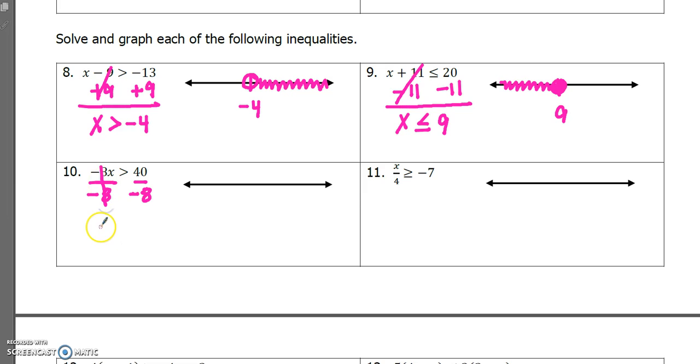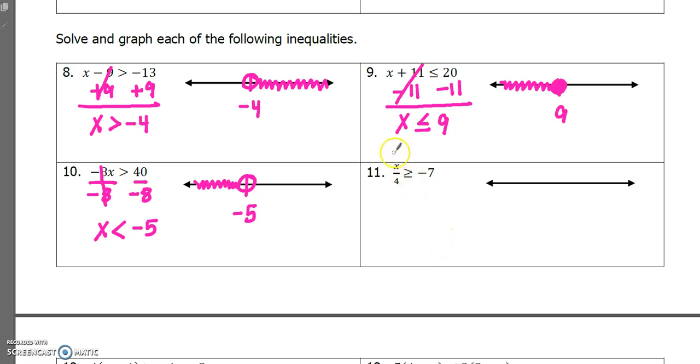So remember what happens with our inequality sign when we multiply or divide by a negative number? I'm going to end up flipping my inequality sign around. So right now it is a greater than. We need to change it to a less than. And then 40 divided by -8 left me -5. So I'll put -5 on my number line. There is my open circle, and then I am shading to the left.